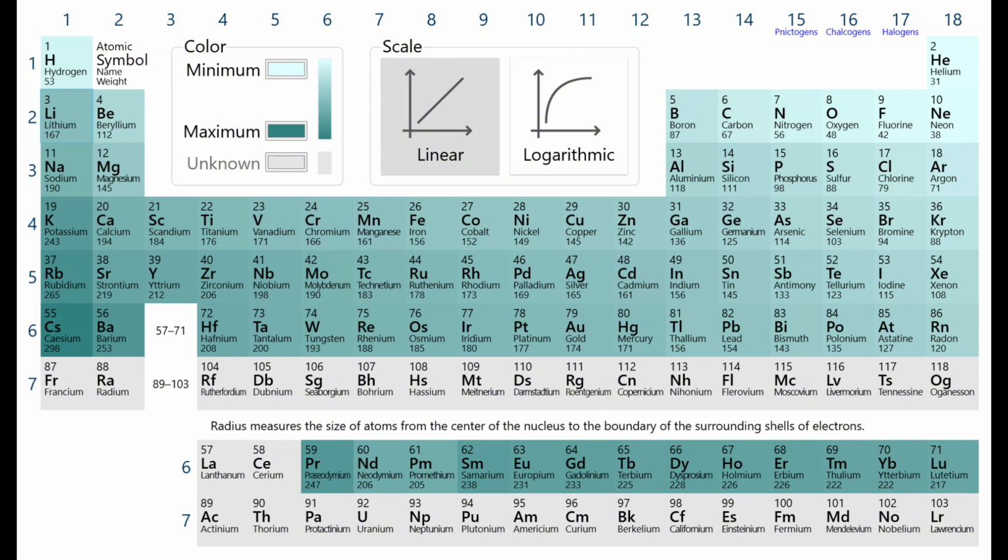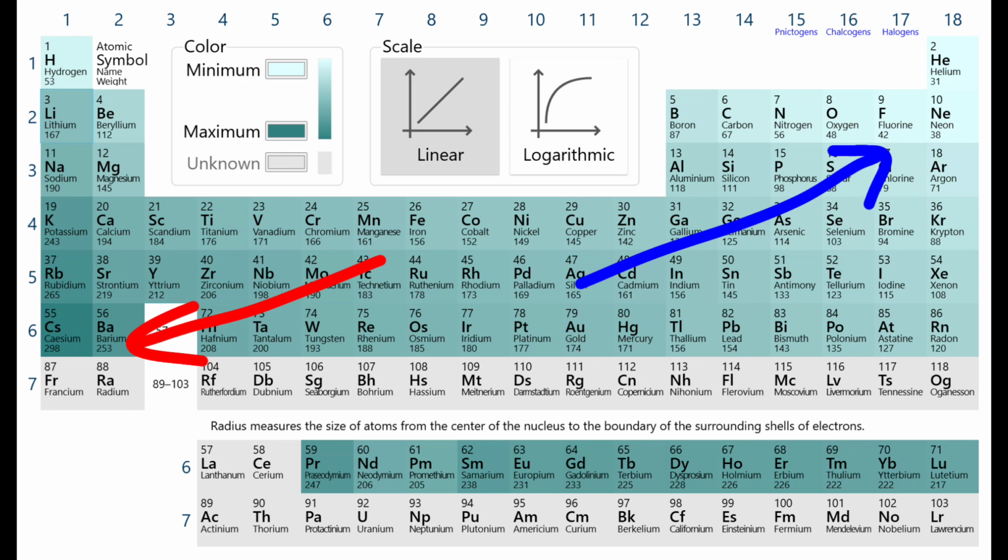So now that you're back, I'm sure you've noticed two things. The color becomes darker, i.e. the atom becomes bigger as you go towards the bottom left corner. And you may also have noticed that the color becomes lighter, i.e. the atom becomes smaller as you go towards the upper right corner. Now let's zoom in and examine this in a little more detail.